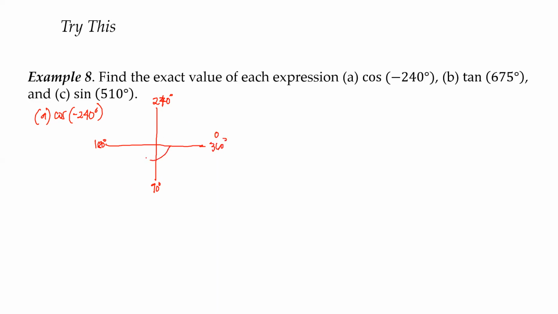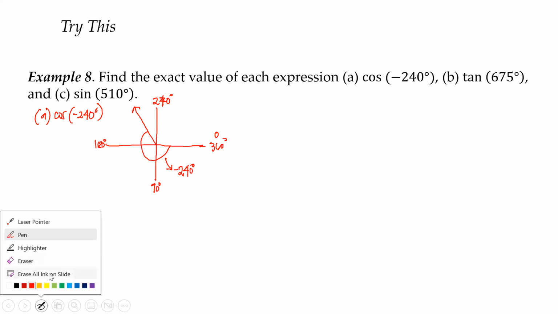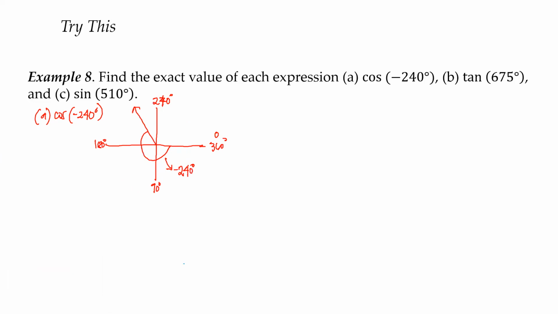So from here to here, see this is our negative 240 degrees. Its positive coterminal would be from our positive x up until here. So to calculate its coterminal, that is negative 240 degrees plus 360 degrees, and this is equal to 120 degrees.